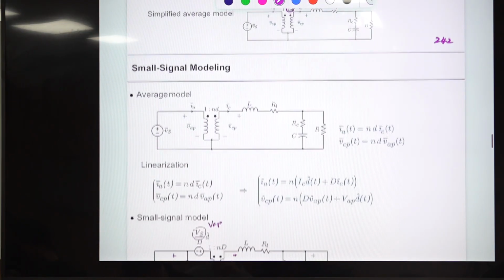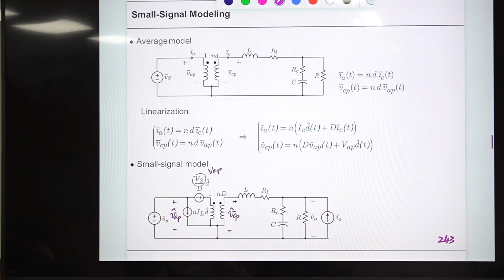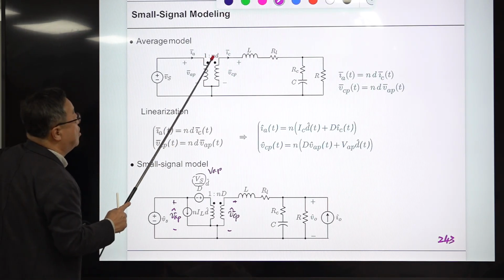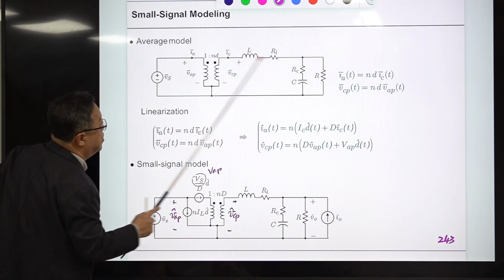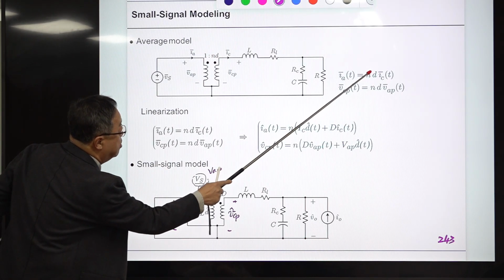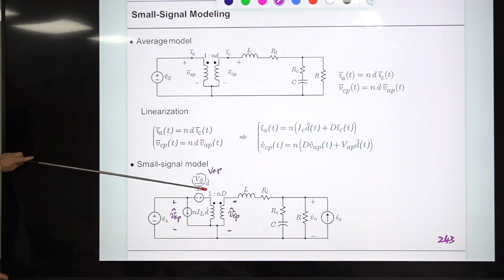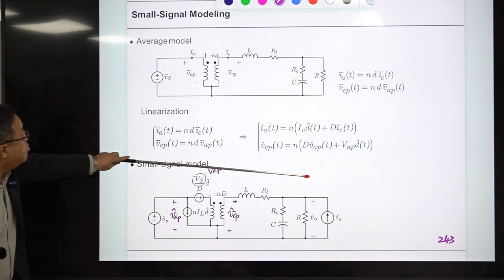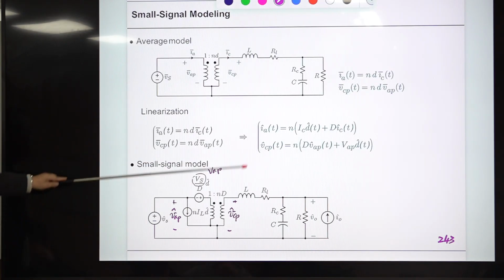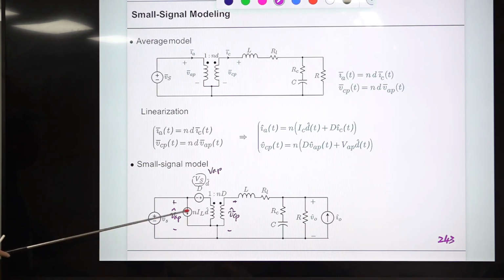Then the average equation of this is the same as the conventional buck converter with the turns ratio here. Previously it was 1 to D. Now it's 1 to ND. So ND is coming here. This is constant, but this is a time-varying function. Then you linearize this, using the same procedure. Then you have this. This is the small signal equation of this converter. And then you replace this with this PWM switch. The only difference is this one.